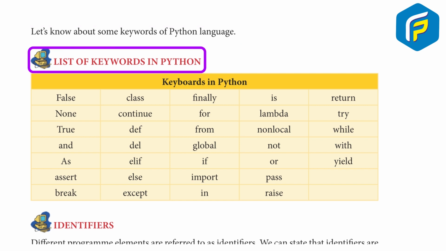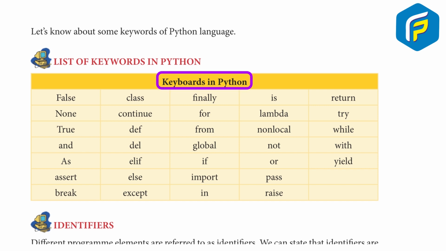List of keywords in Python. Keywords in Python: False, class, finally, is, return, None, continue, for, lambda, try, True, def, from, nonlocal, while, and, del, global, not, with, as, elif, if, or, yield, assert, else, import, pass, break, except, in, raise.